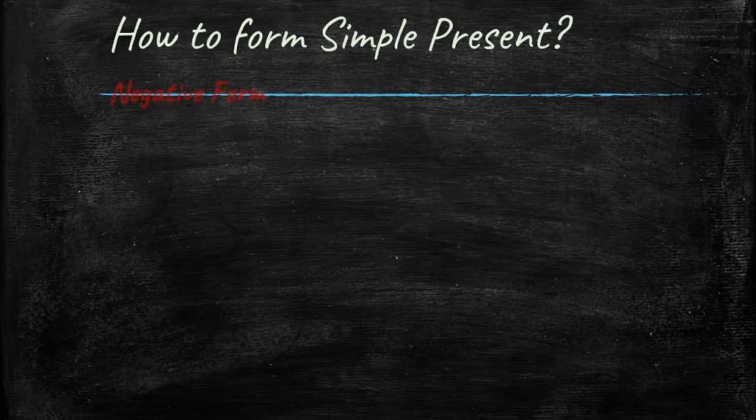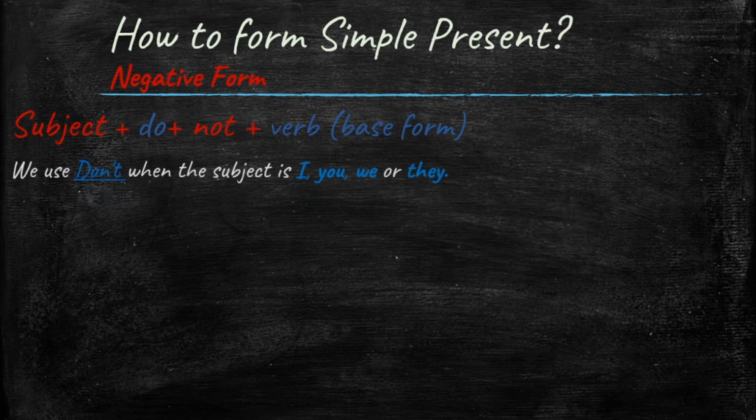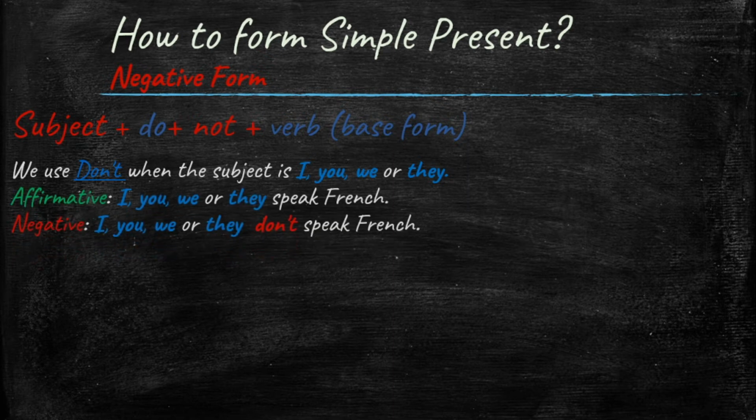Now let's see the negative form of the present simple. So the sentence structure is subject plus do plus not plus verb in the base form. So do in this case is not a verb. It is used here as an auxiliary. So when the subject is I, you, we, or they, we use don't. For example, I don't speak French. You don't speak French. We don't or they don't speak French.